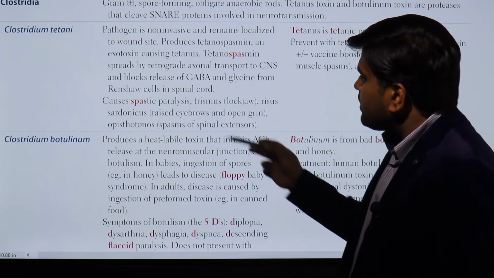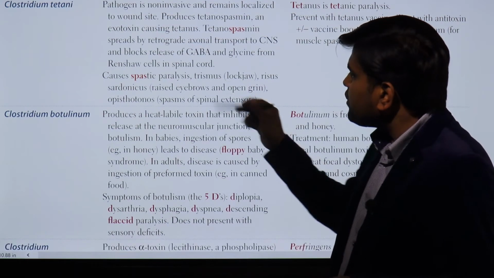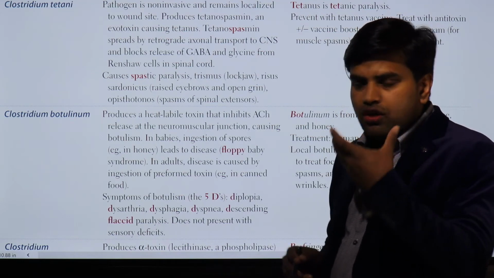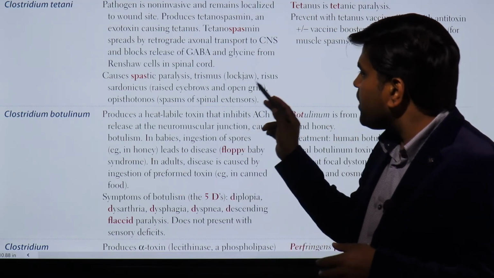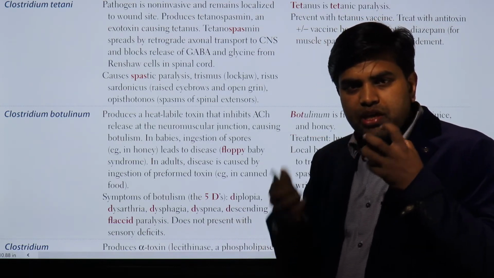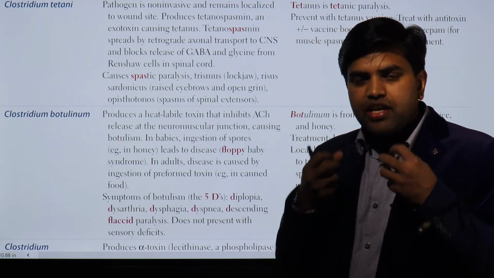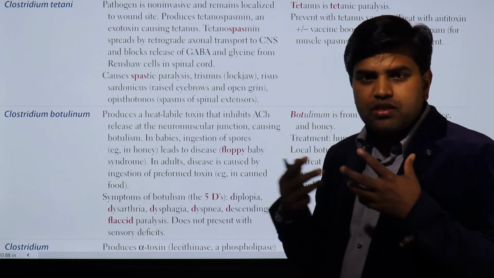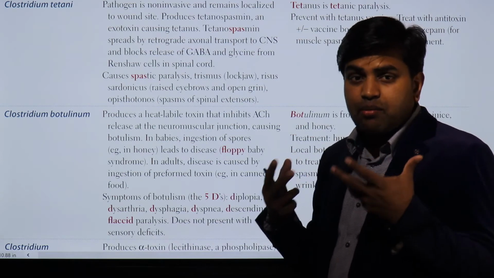Okay. Then there will be another term, trismus. Your jaw will be locked. Then there will be risus sardonicus. That means your facial muscles will be contracted in such a manner that it looks like a ghost, like a demon's smile. It is known as the demon's smile.